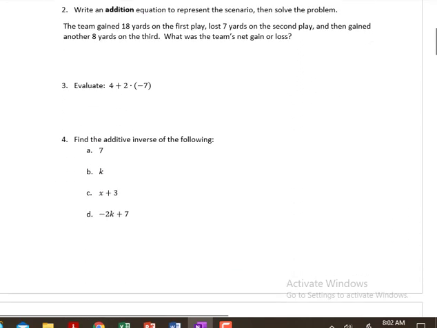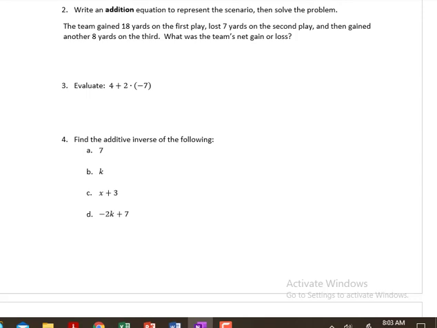Number 2, write an addition equation to represent the scenario, then solve the problem. The team gained 18 yards on the first play, lost 7 yards on the second play, and then gained 8 yards on the third play. What was the team's net gain or loss?